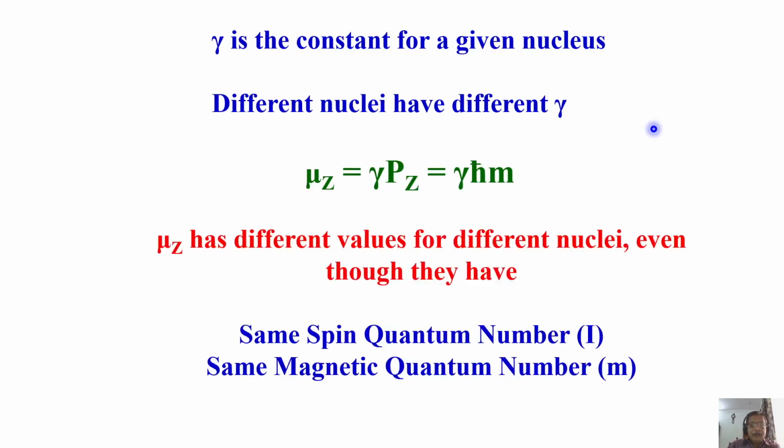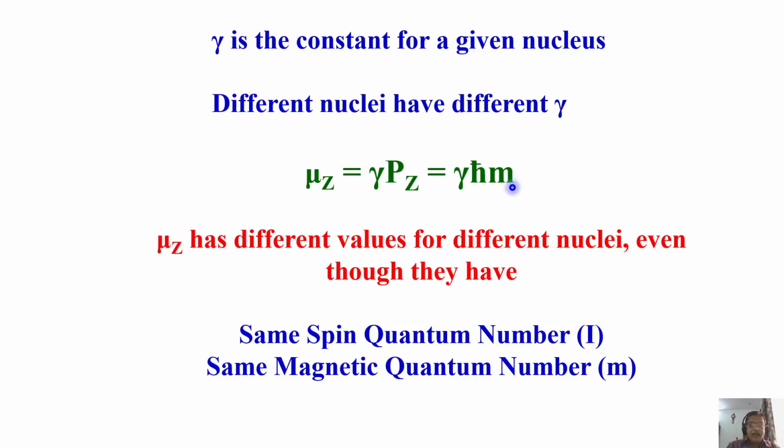So now if you go by this equation, mu z equals gamma into pz, it is equal to gamma into h cross into m. So mu z has different values for different nuclei, even though they have the same spin quantum number I and the same magnetic quantum number m. Please understand this. Don't get confused. Mu z equals gamma h cross m.